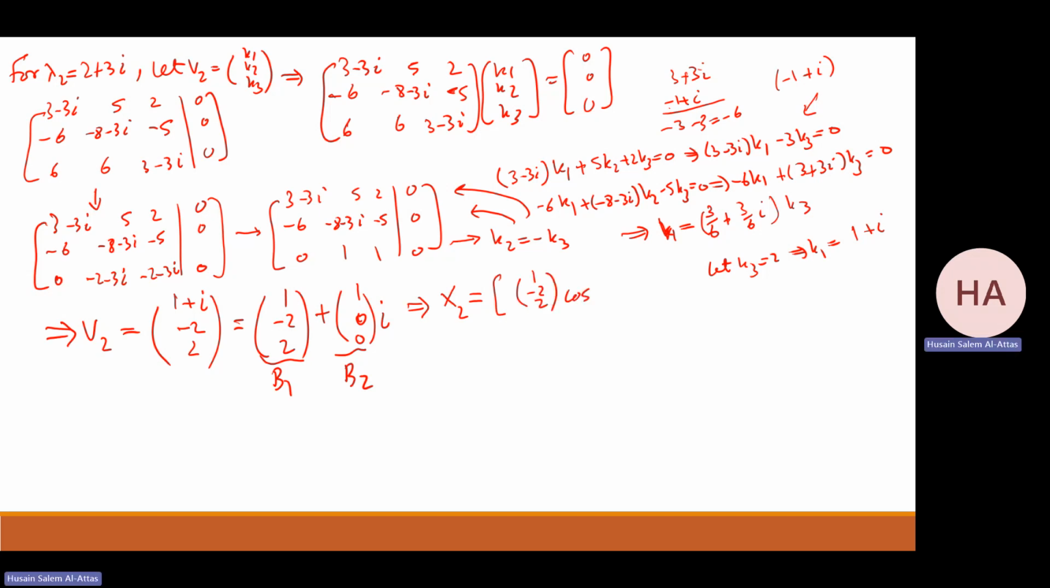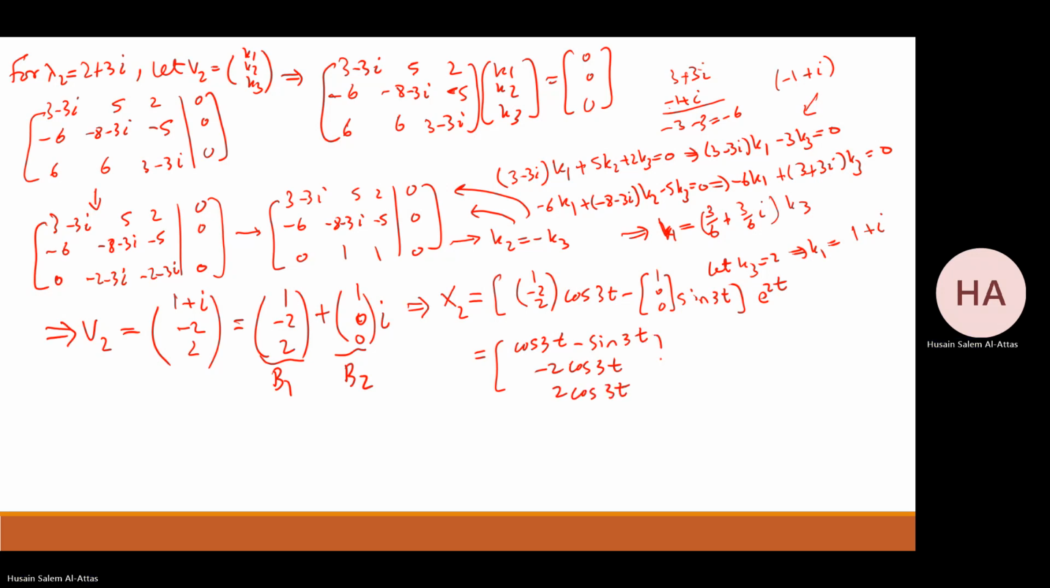cosine beta. Beta is what? Where is beta? Beta is 2. Beta is 3, I mean. Beta 3t minus 100 sine 3t e to the power 2t, which is what? Cosine 3t minus sine 3t and minus 2 cosine 3t. This is 0 and 2 cosine 3t times e to the power 2t.